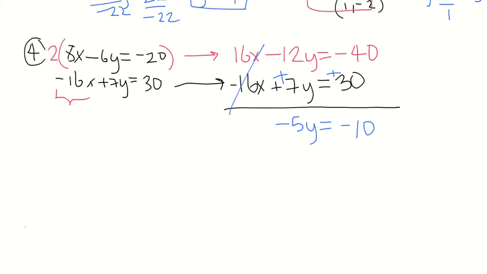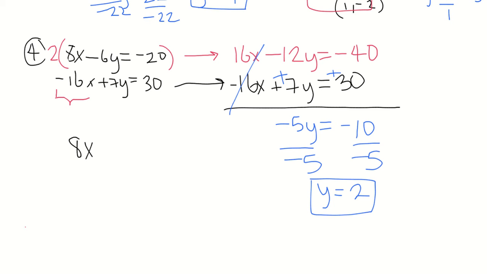And then we solve this resulting equation. So divide both sides by negative 5. We get y equals positive 2. And now we just need to find x. And to find x, we can use any of the original equations. So let's just use the top one. 8x minus 6y equals negative 20. And we're going to plug in this y equals 2 for y in this equation.